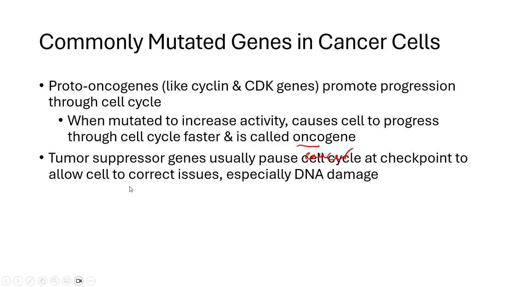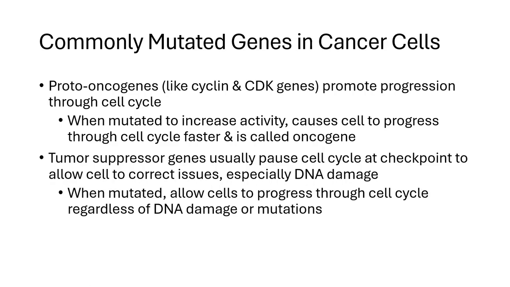Okay. There's another category of genes that are involved, and I'm going to erase things so you can see. These are called tumor suppressor genes. They are usually going to pause the cell cycle when there are issues, and that's especially in response to DNA damage. But when these things get mutated, they're not going to negatively impact the cell cycle. They're not going to inhibit it, and so then the cells can continue to progress through the cell cycle. And so that's why they're called tumor suppressor genes, because when they function properly, they actually prevent cancers from happening.